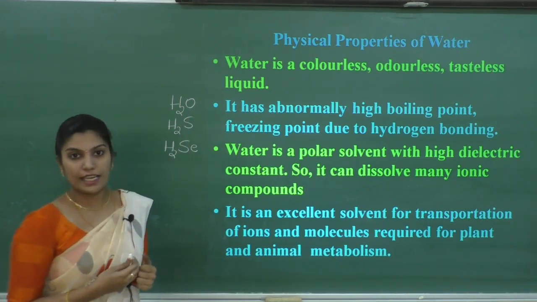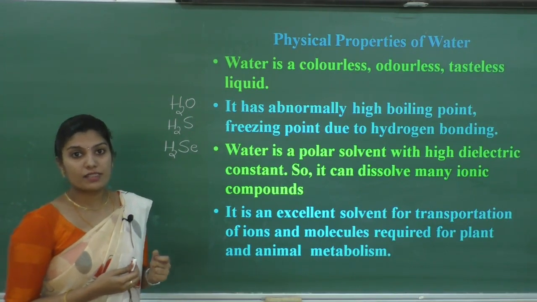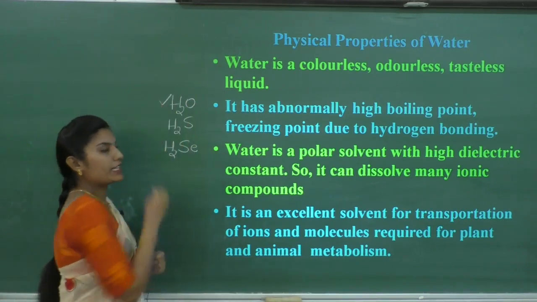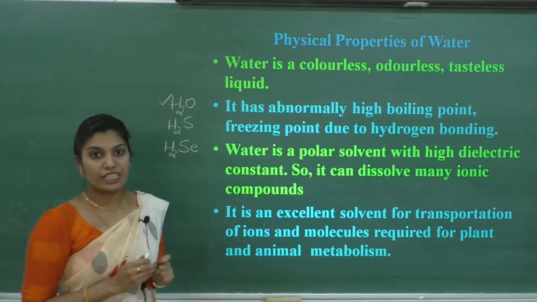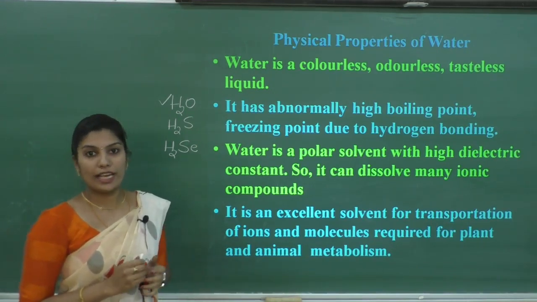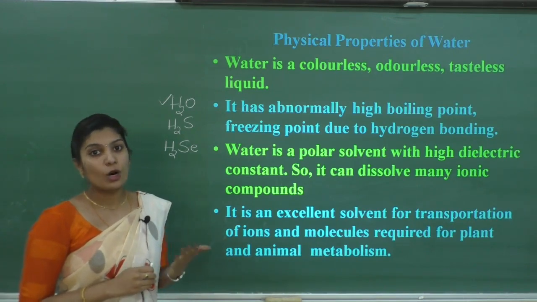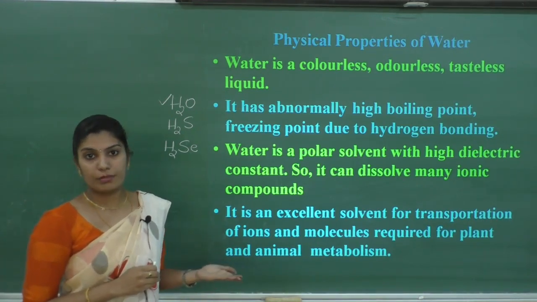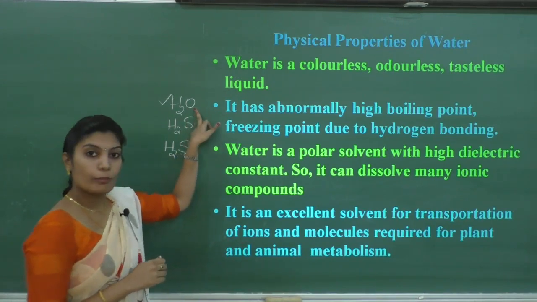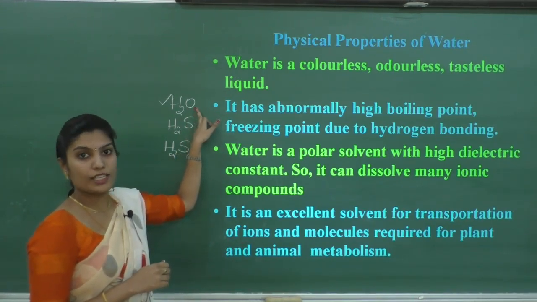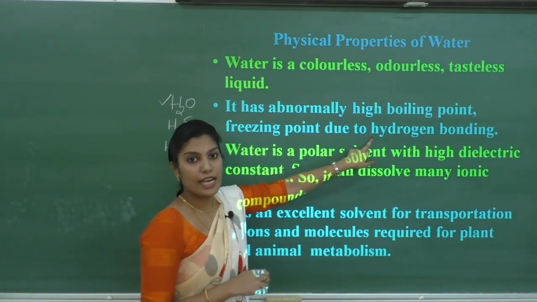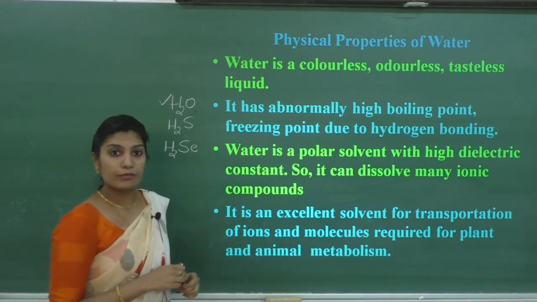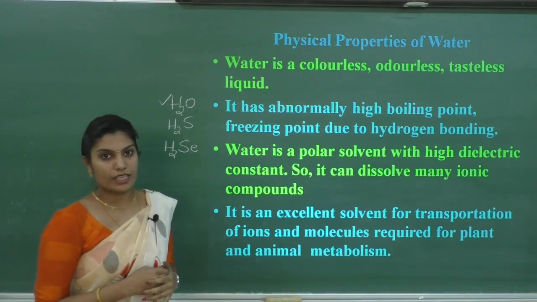Give reason: why? Because of the presence of hydrogen bonding in the case of water. What do you mean by hydrogen bond? The bond present between hydrogen and a more electronegative element like oxygen, nitrogen, or fluorine. Therefore, there is presence of hydrogen bond only in the case of water, not in the case of H2S. Because of this hydrogen bonding, water is having abnormally high boiling point and freezing point.